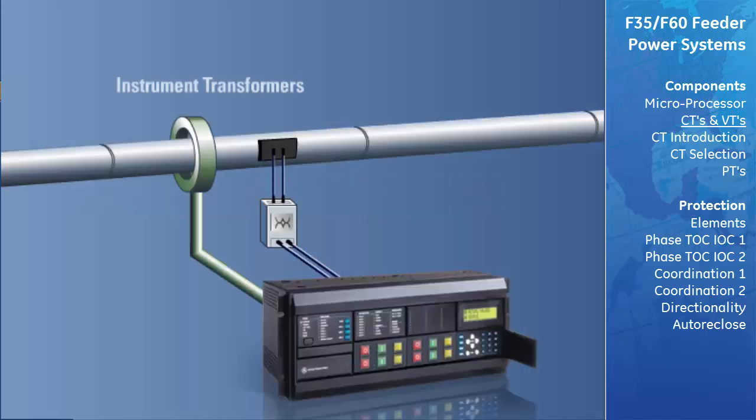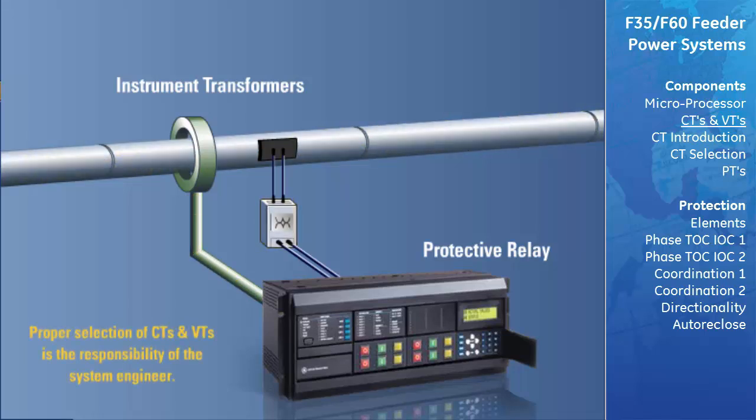Instrument transformers supply protective relays with current and voltage for measurement. This high current and voltage is first converted by the transformers to much lower quantities that can safely be injected into the relay for measurement. It is important to note that the proper selection of current and voltage transformers for protective relaying applications is the responsibility of the system engineer.